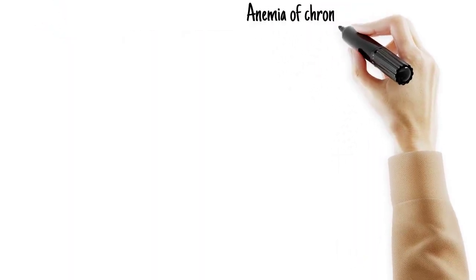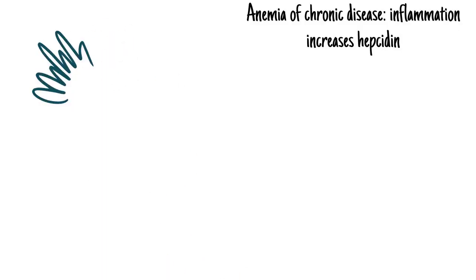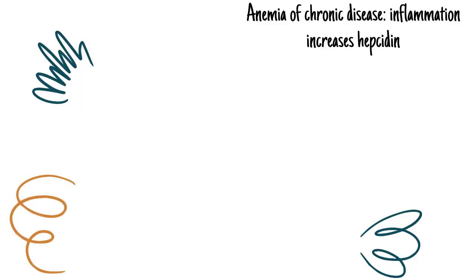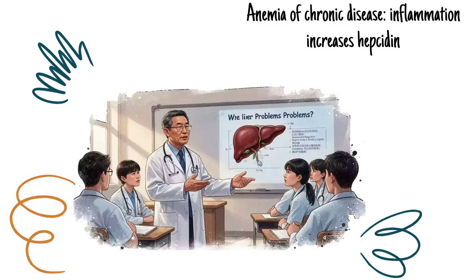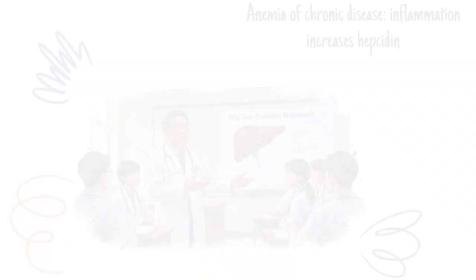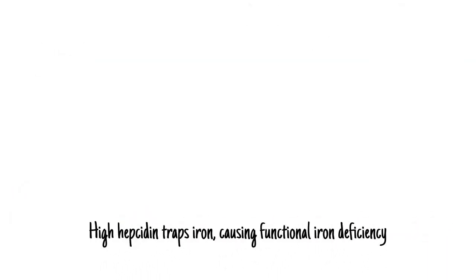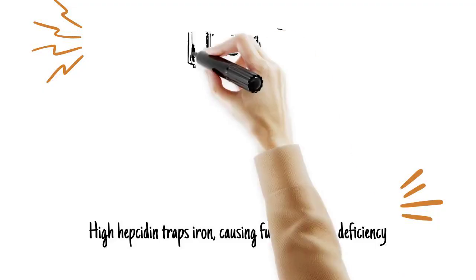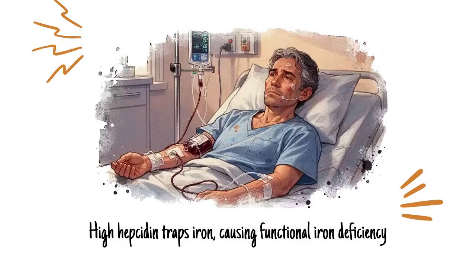In anemia of chronic disease, the inflammatory cytokine interleukin-6, along with interleukin-1, tumor necrosis factor alpha, and others, drives hepcidin synthesis through STAT3 signaling in hepatocytes. Hepcidin rises, ferroportin is destroyed, and iron gets sequestered inside macrophages, even though total body iron is normal or even increased. This is sometimes called functional iron deficiency. The iron exists, but the marrow just cannot access it.